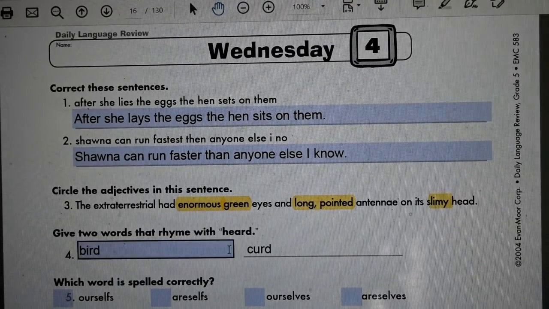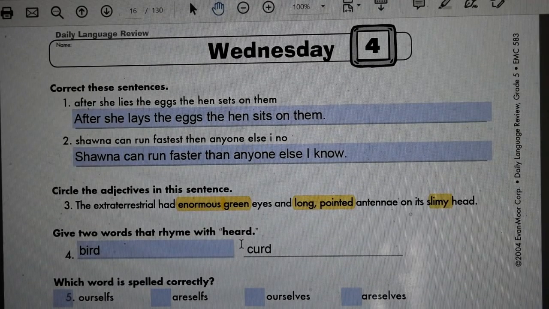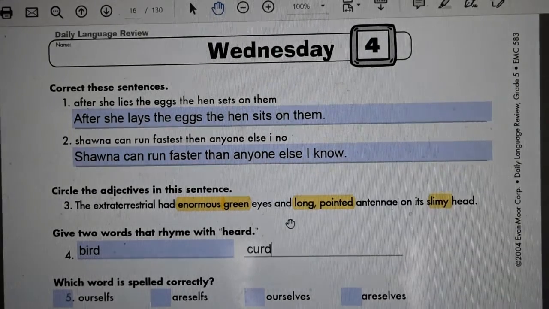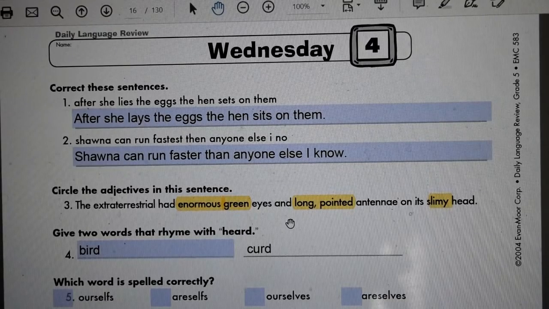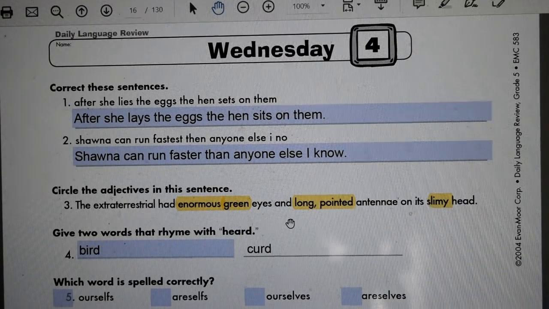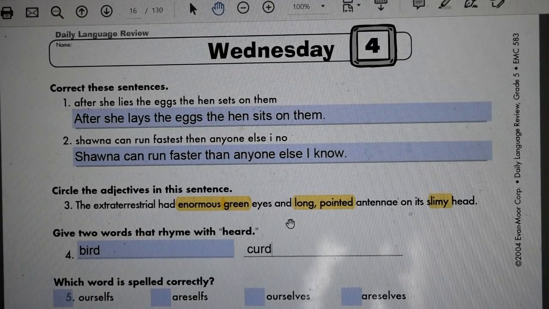Now, what's interesting is the EAR is an sound. And here we have the and here we have an and they're all different. So it doesn't necessarily have to be spelled exactly the same way. Remember, rhymes have to do with sounds. So heard, bird, curd. Yeah, those all work. You might have come up with something different.